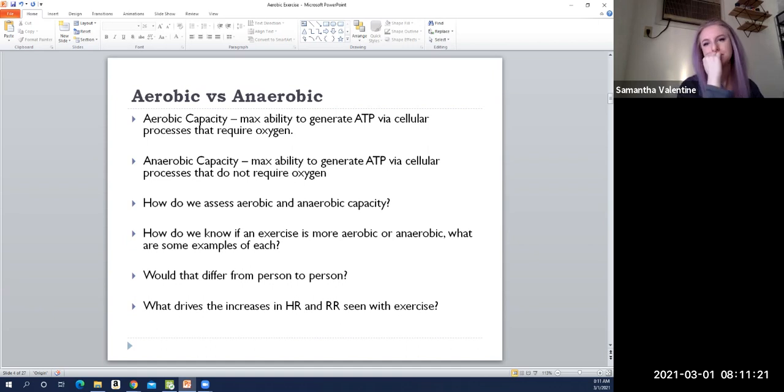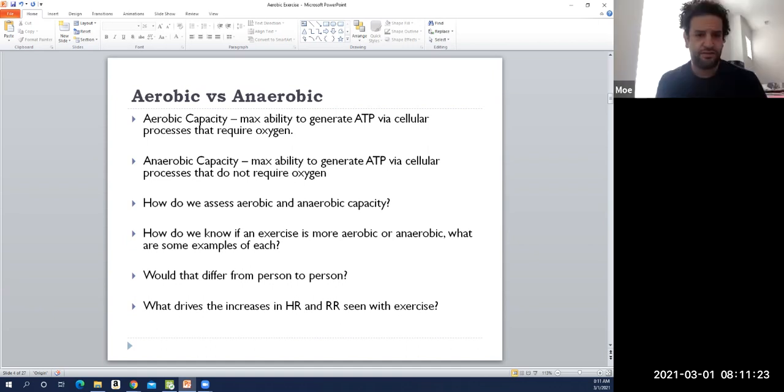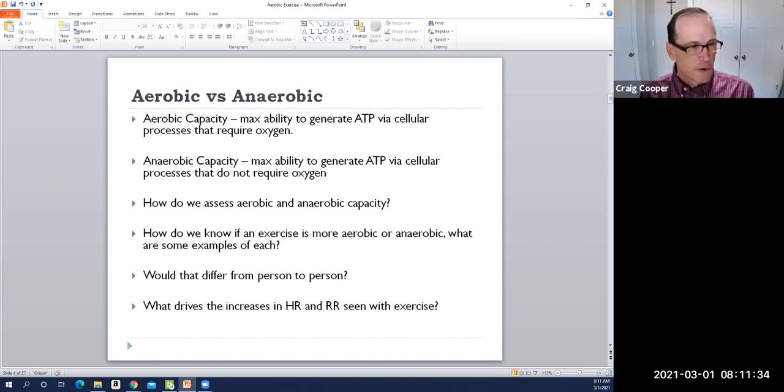Maybe burning fat, like using the fat more instead of using glucose, that other energy substrate. Okay. Having more mitochondria makes it so we can use oxygen better.